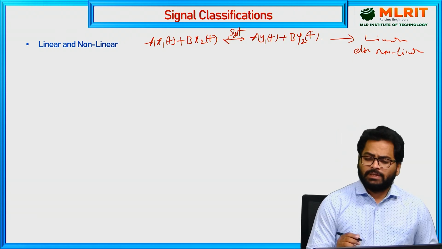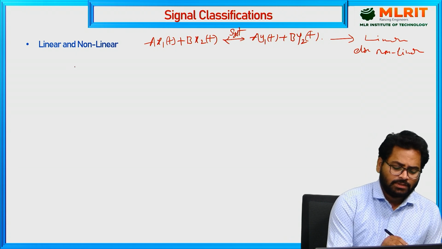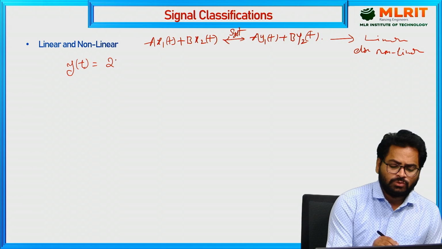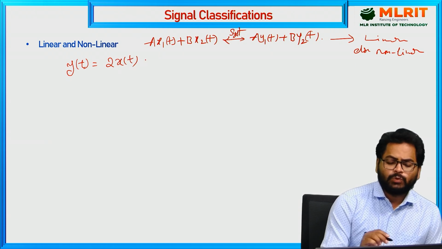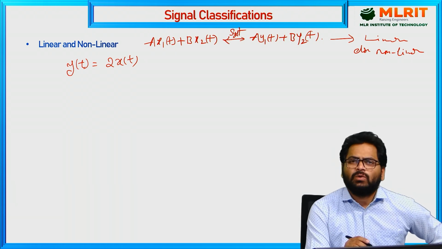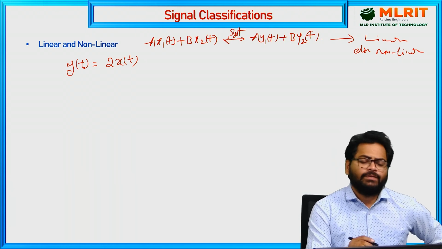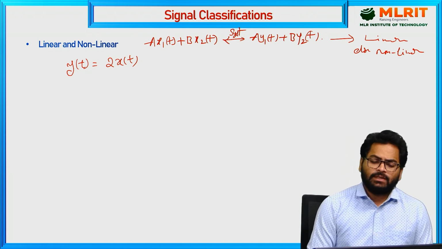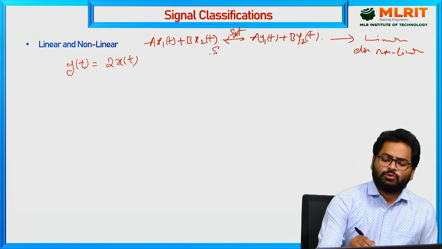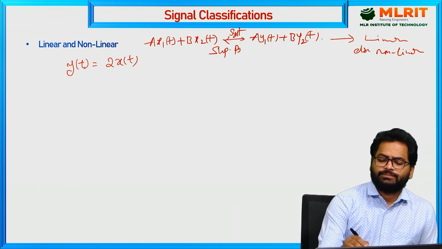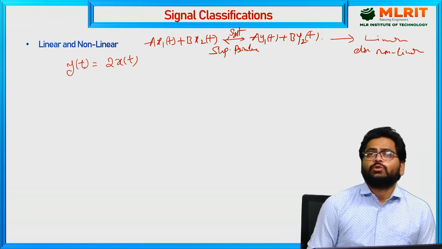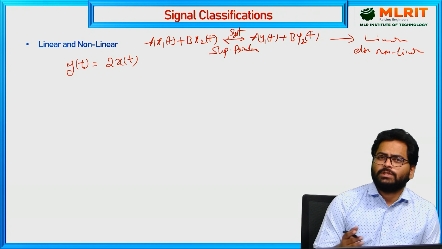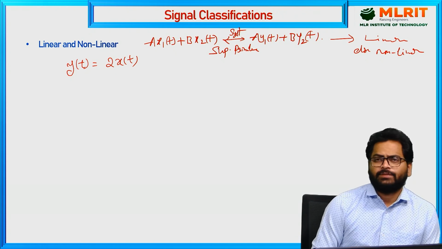So let us take an example. With this example, we will discuss it one by one. Suppose I define a system y of t equals 2 into x of t. This is one system which I gave. Then find whether the given system is linear or not. For this case, first of all, we need to check the superposition principle. If the superposition principle is satisfied, then we can say the given system is a linear system.